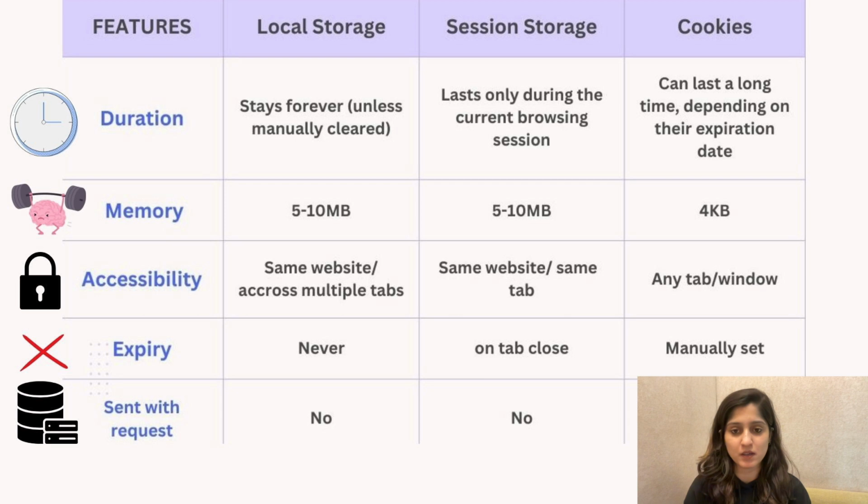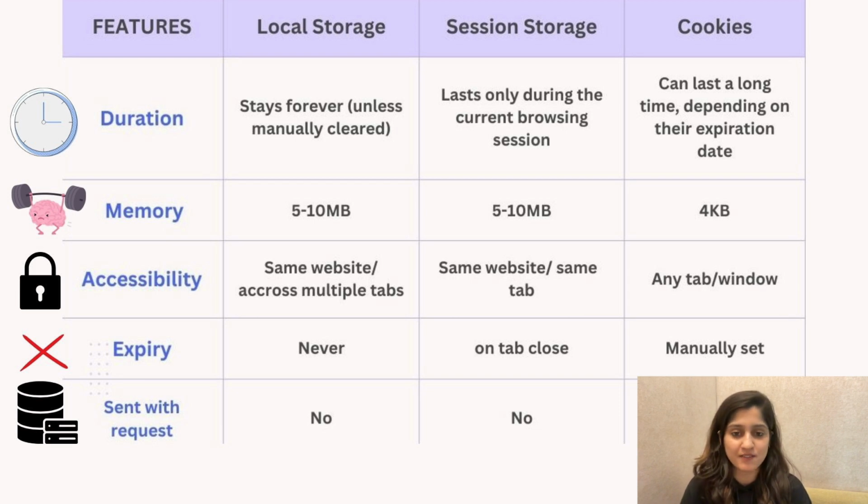Next comes the memory part. So local storage provides the most storage capacity amongst the three. It typically allows for at least 5 to 10 MB of data per website depending on the browser. This is suitable mostly for storing large amounts of data. Session storage, on the other hand, has a more limited storage capacity compared to local storage. It typically allows for around 5 to 10 MB of data storage per website, quite similar to local storage, but the data is temporary and gets automatically cleared when the session is ended, as we discussed in the duration part.